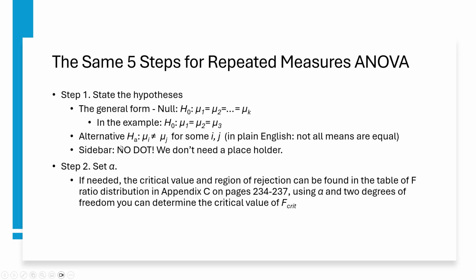The non-directional alternative hypothesis states that mu i is not equal to mu j for some i and j, where the values of i and j can be any of 1, 2, or 3, as long as they're not the same. Even though the hypotheses look the same as in one-way ANOVA, remember here the means are not from 3 separate groups. Rather, they are the means of the same dependent variable measured from the same sample at different time points.